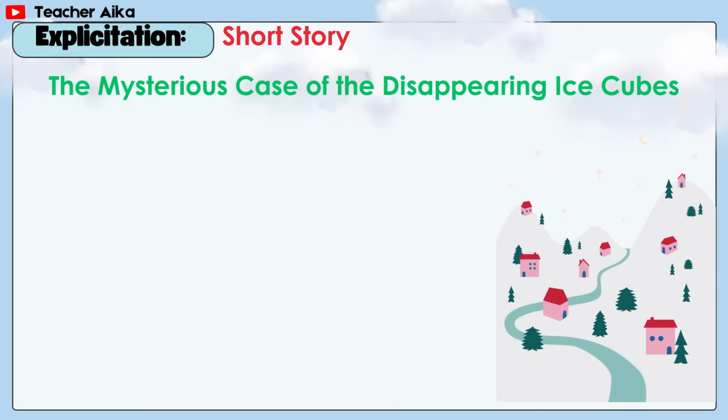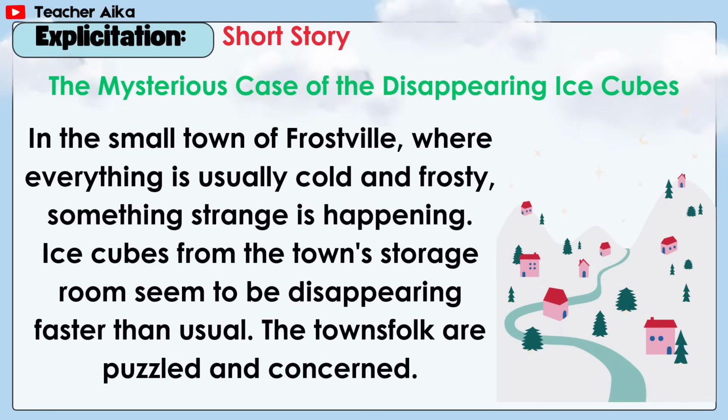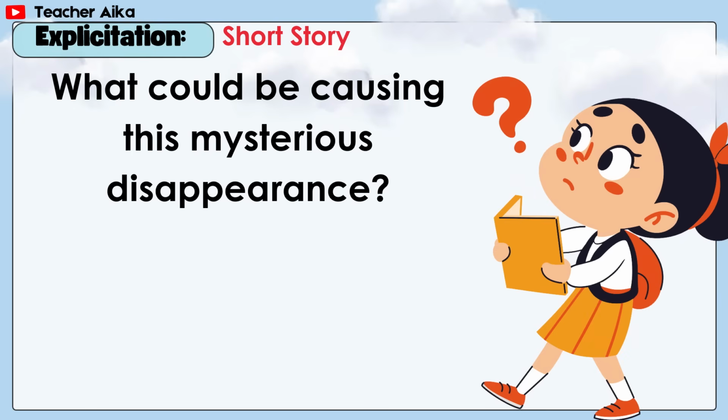Let's have a short story. The mysterious case of the disappearing ice cubes. In the small town of Frostville, where everything is usually cold and frosty, something strange is happening. Ice cubes from the town storage room seem to be disappearing faster than usual. The townsfolk are puzzled and concerned. Question: what could be causing this mysterious disappearance?